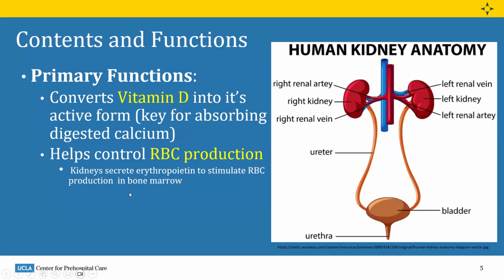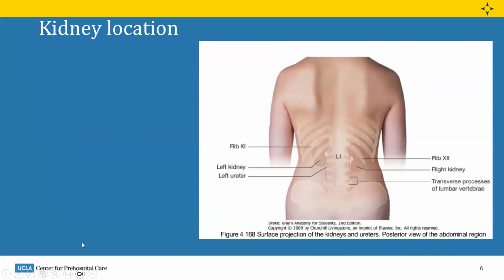The other important feature is that our kidneys help control red blood cell production. Kidneys are going to secrete this hormone, erythropoietin, which stimulates blood cell production in our bone marrow. So the kidneys have a pretty vast array of functions, right?